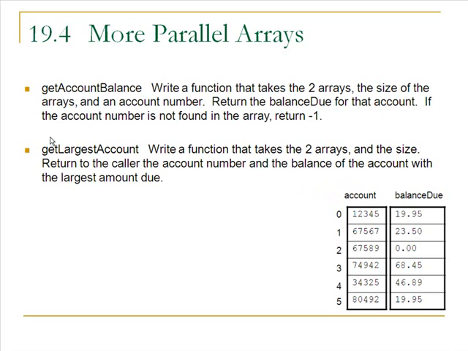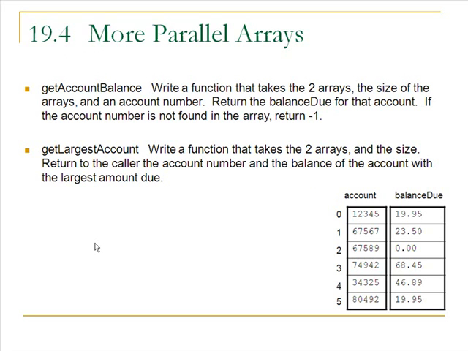And another one called getLargestAccount. Take those two arrays, the size, and return to the caller the account number and the balance of the account with the largest amount due. Okay, this one is interesting. I'm going to leave this one as an exercise for you, getAccountBalance, because I don't believe there's anything new in that one from what we had just done.